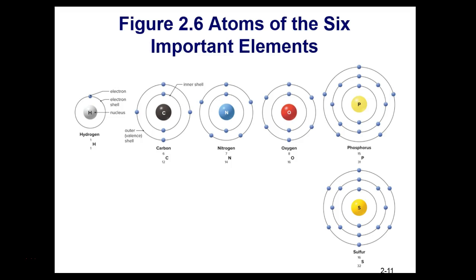If we go over and look at nitrogen, okay? Nitrogen has 7 electrons. The first shell you have 2, and of course the second shell you have 5, giving you a total of 2 plus 5, which would be your 7 electrons.